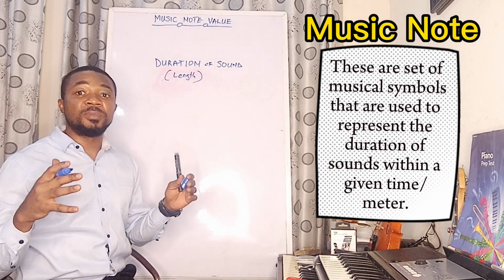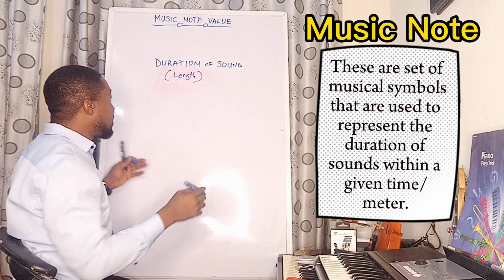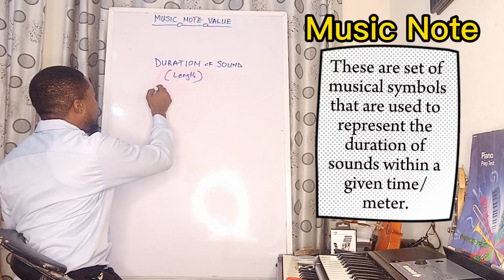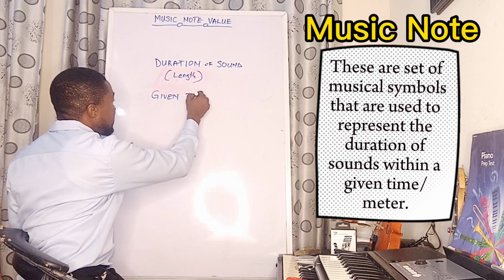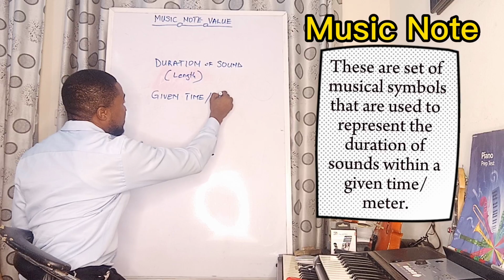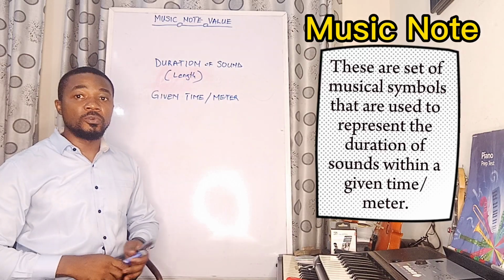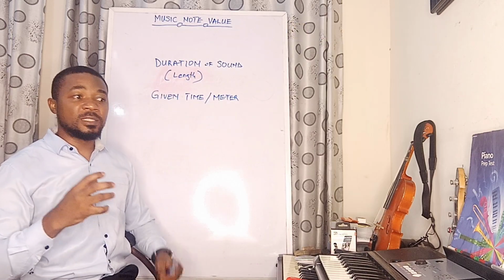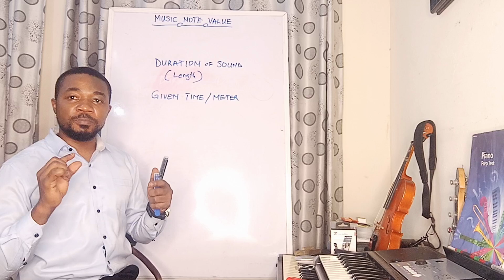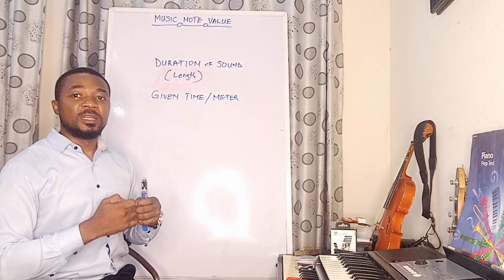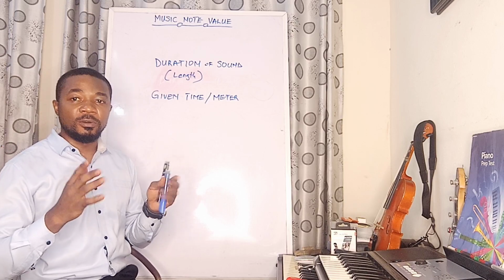Music notes are sets of music symbols that are used to represent the duration of sound within a given time or meter. So music notes are used to represent how long. If I say pa, and if I say pa, there are specific music notes that represent the duration of sound within a specific meter or time.